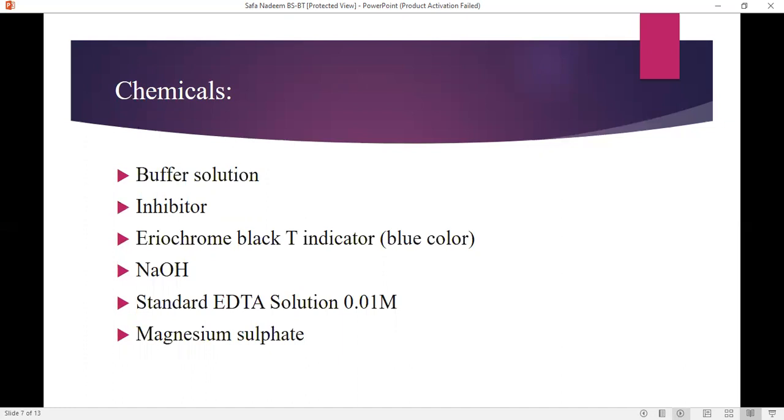Buffer solution is basically an aqueous solution consisting of a mixture of a weak acid and its conjugate base, or vice versa. On the other hand, inhibitors can decrease the rate of a chemical reaction, or they can stop the chemical reaction.